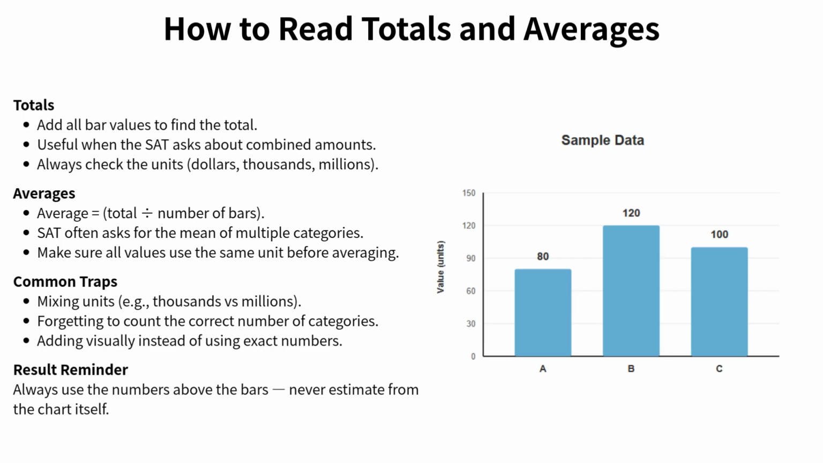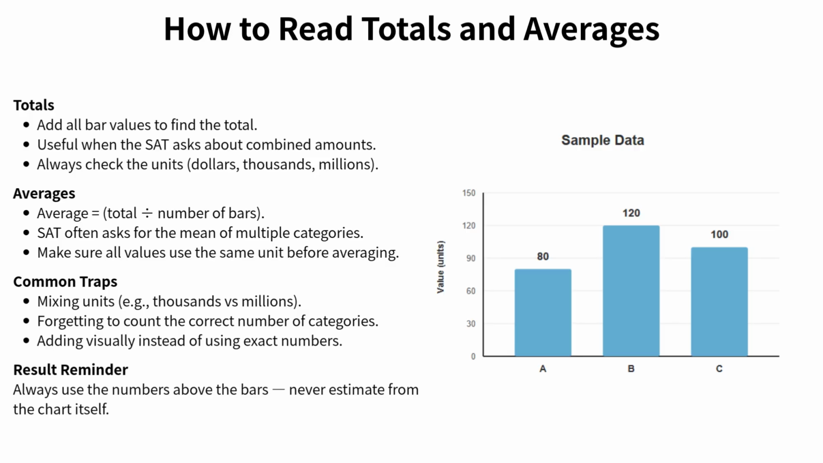Next is the average or mean. To find it, divide the total by the number of bars. Using the same example, the average is 300 divided by 3, which equals 100. A common mistake is forgetting that every bar must use the same unit before averaging. If one bar is labeled in thousands and another in millions, convert them before doing any calculations. Another common trap is miscounting the number of categories. If you divide by the wrong number, the average will be incorrect even if the total is right. By following these steps, read the exact numbers, check the units, and calculate carefully, you'll handle totals and averages with confidence on the SAT.